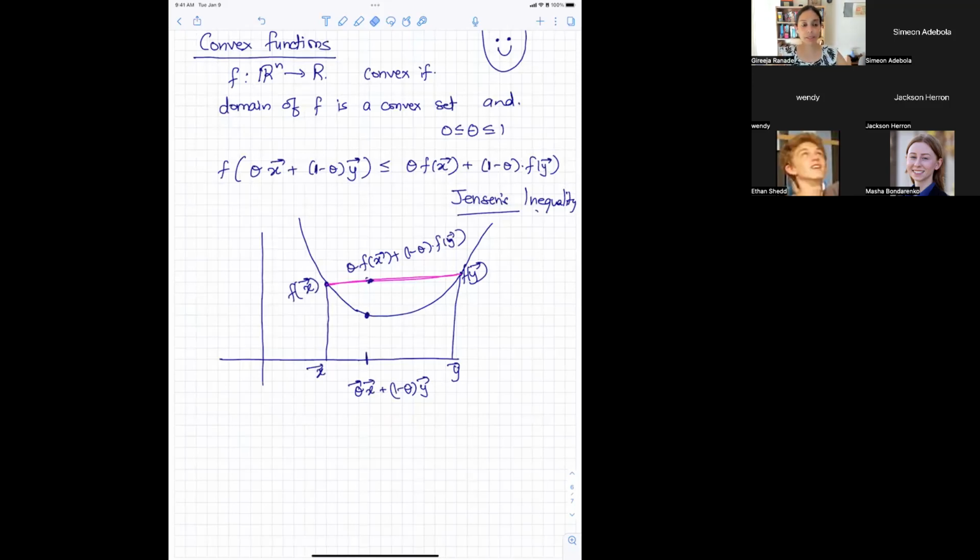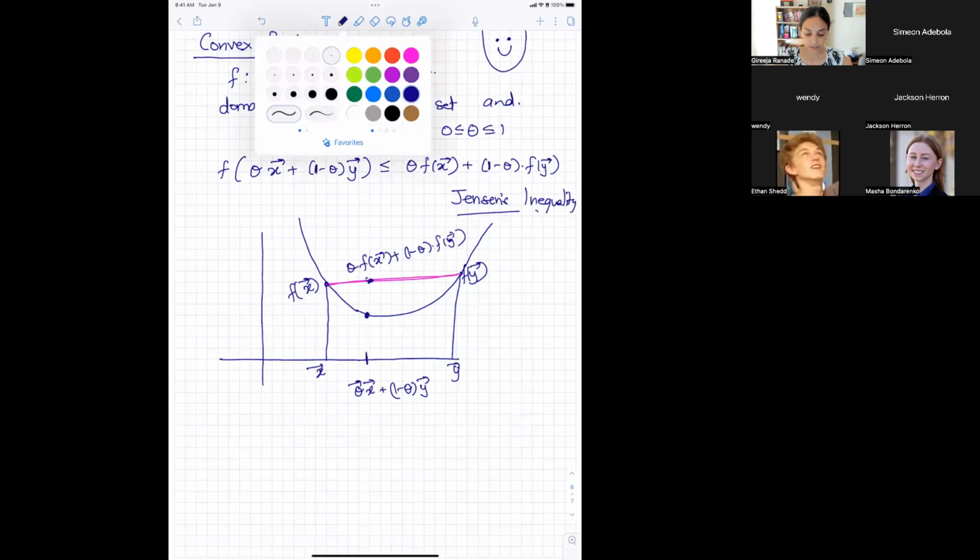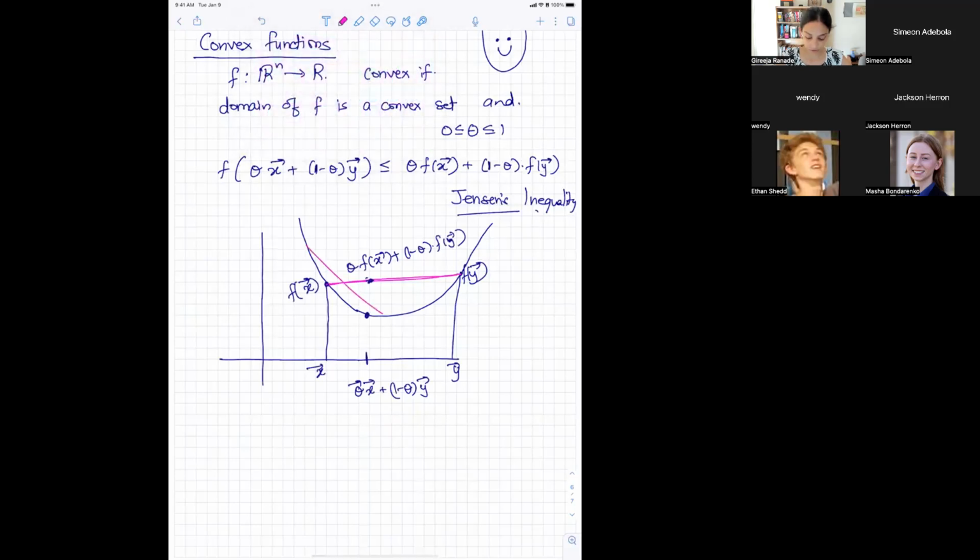So this is the key property. Jensen's inequality is something that we will use over and over again. Maybe you can start to see intuitively, if you have a function with this property, that the chord is always above the function. Any chord you draw is always above the function. It's very hard to have multiple minima, right?